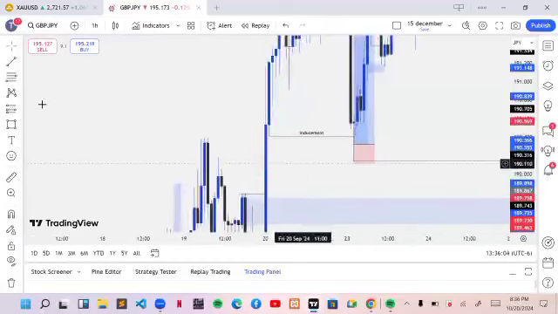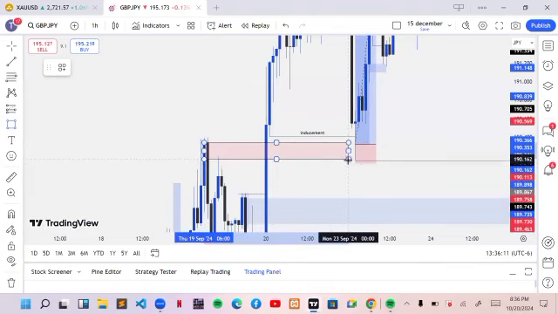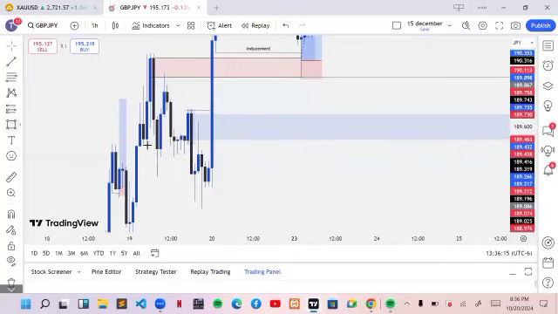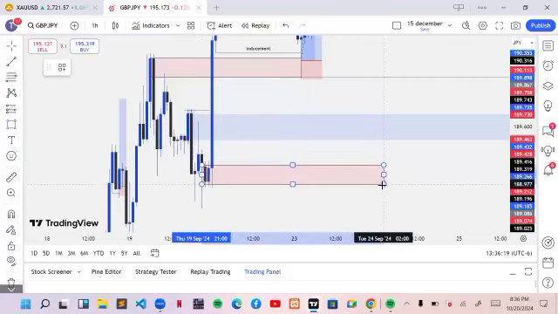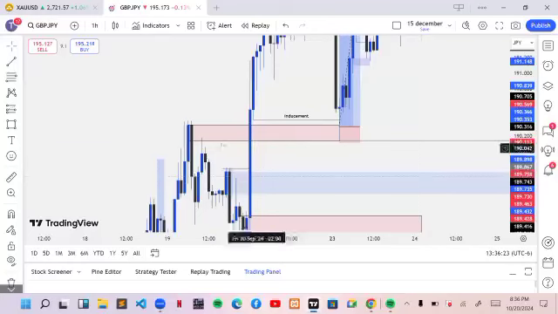So the full pullback, this is our breaker block here. Remember, if you're marking a breaker block, you mark from the body. This is our breaker block right here. And then for our other block, it's actually down here. There's another block down here. There's a breaker block here. Both of them are points of interest.